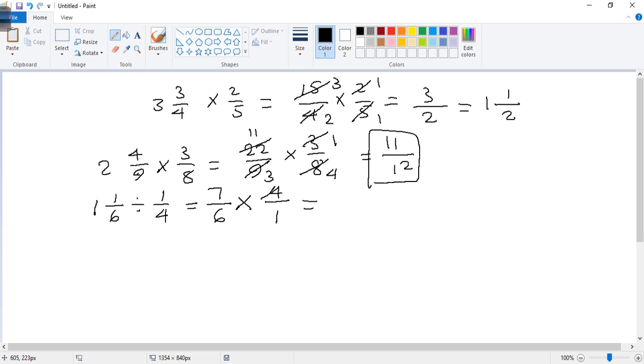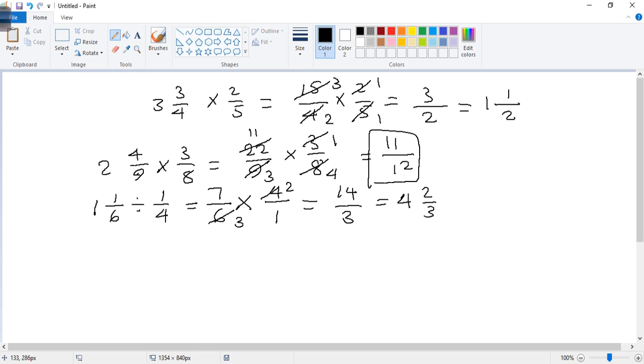If we divide by 2, it will be 2. If we divide by 2, it will be 3. 7 times 2, 14. 14 divided by 3 will give us 4 and remainder 2 over 3. And this is the answer.